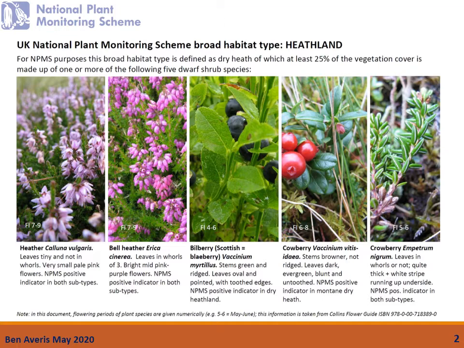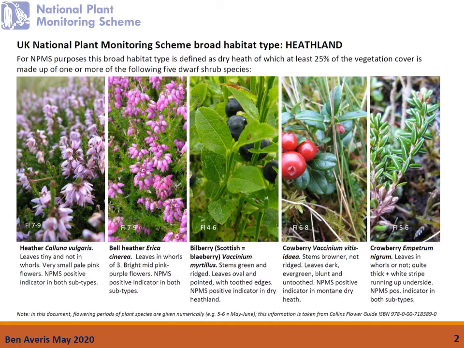So the main definition in NPMS terms here is that these are dry heaths in which at least 25% of the vegetation cover is made up of some of these dwarf shrubs, one or more of them. Very commonest one overall is heather on the left, with, as you can see, very short, tiny little leaves. Flowers are very small as well and very pale pink. It's extremely common in dry heaths, and it also gets into wet heaths and bogs and heathy woods.